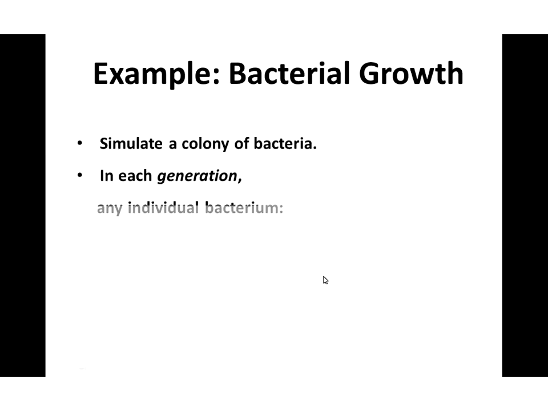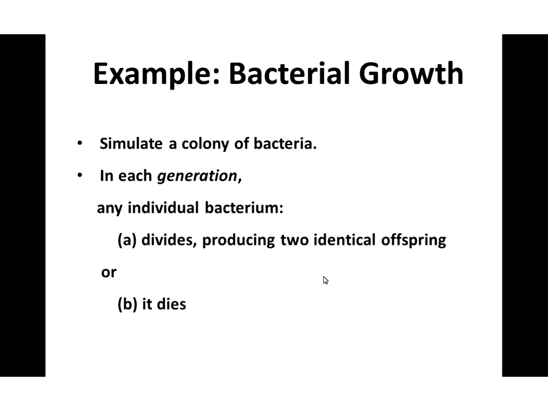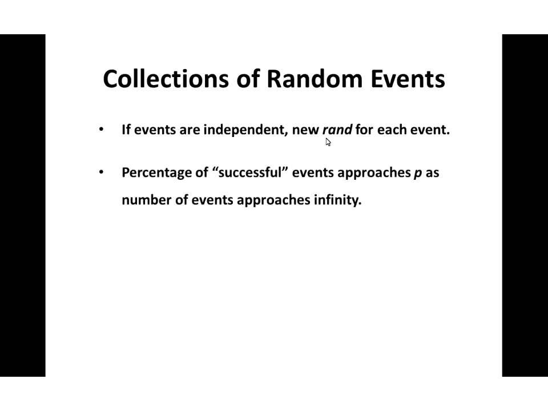And so to reinforce that idea, so there was our simulation. We talked essentially there and showed an example of collections of random events. And again, to reinforce, if events are independent of each other, we need to generate a new rand for each event that takes place. And that the percentage of successful events will approach p as the number of events approaches infinity.